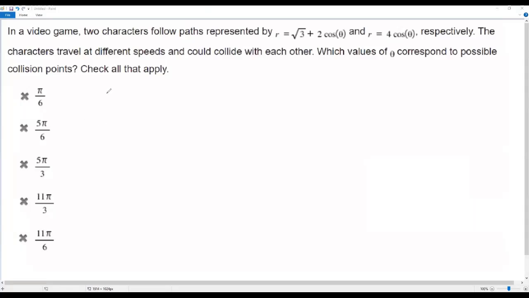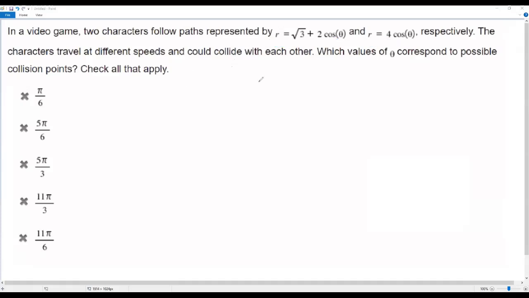Check all that apply. Okay, so if two characters collide, then the path given by the first character, r equals square root of 3 plus 2 times cosine theta, and the path given by the second character, given by the polar equation r equals 4 cosine theta, must intersect at a particular point. So the point of intersection of the two given polar curves is called the collision point. To find the point of intersection, we have to solve the given polar equations which represent the paths of the two characters.